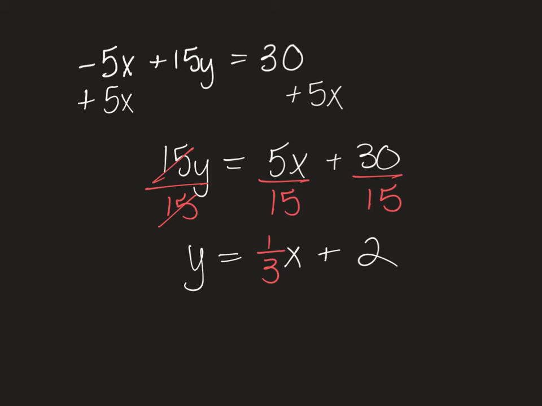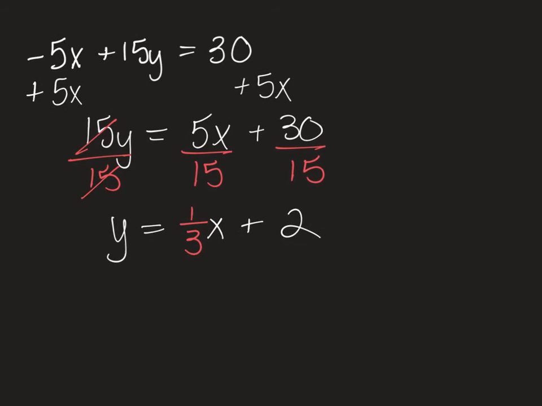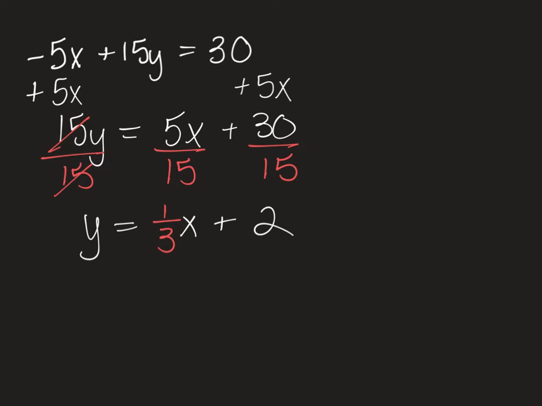So again, on our graph, so our y-intercept is a positive 2. So we're going to start there. And then our slope is positive 1/3. So from that red point, we're going to go up 1 and over 1, 2, 3. So our line should look like this. Okay.